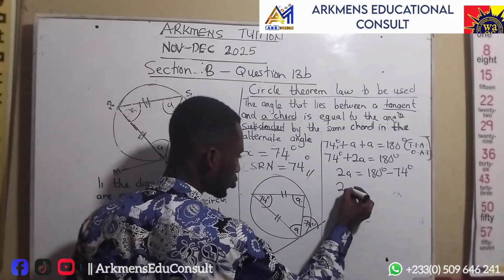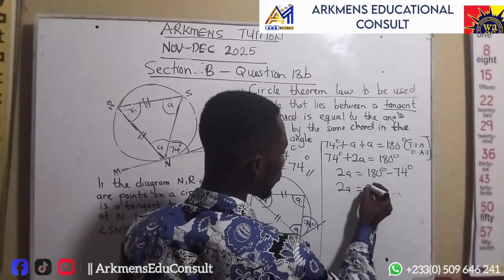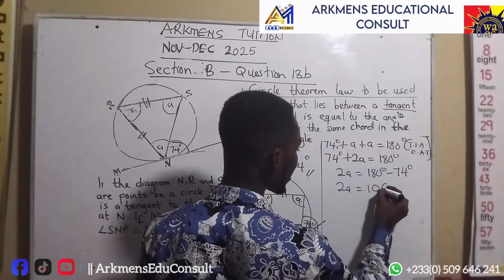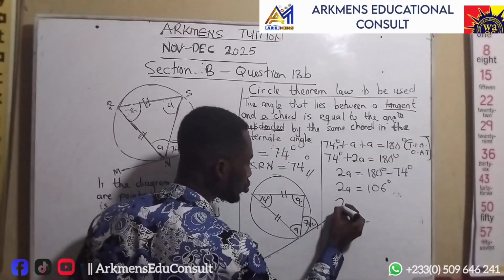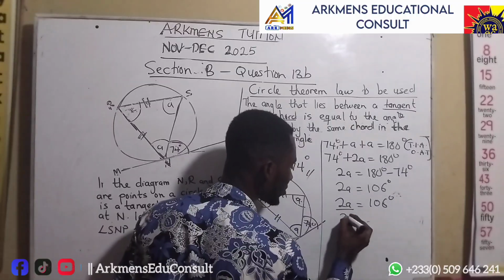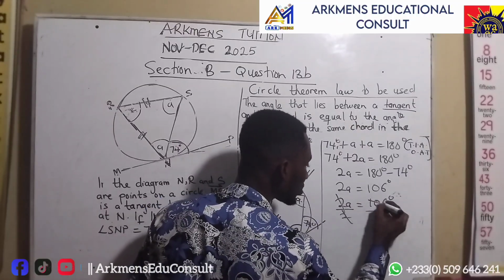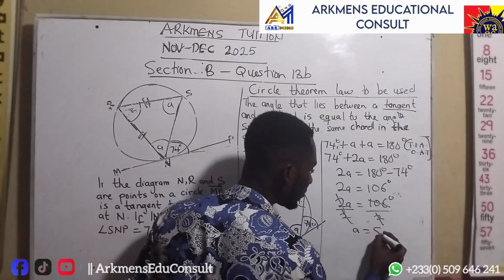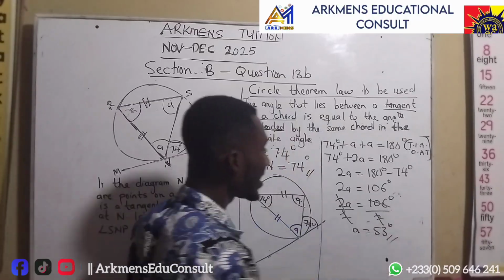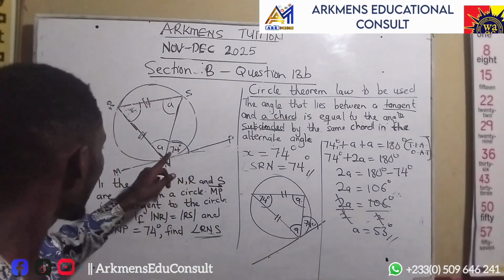So you are going to get 2A is equal to, when you subtract, what are you going to get? 106 degrees. Then 2A is equal to 106 degrees. We divide both sides by 2. So we are going to get A is equal to 53 degrees. And this will become the answer for this angle.